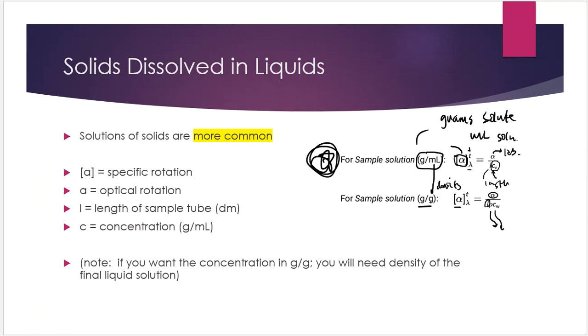All right. So that's a little bit about the equation that we can use in a polarimeter read to allow us to calculate what we would call specific rotation.